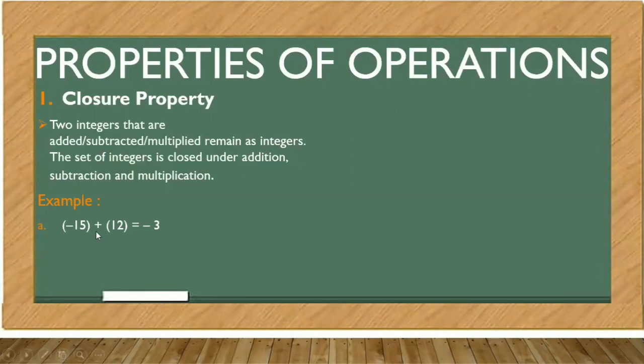magkaiba ng sign, ima-minus natin, then kukunin natin yung sign ng may pinakamalaking integers, which is 15. Anong sign ni 15? Negative. Then 15 minus 12 is equals to 3. So, the answer is negative 3. It means negative 3 is integers. So, that is the closure property. Kapag ang sagot ay integers, it means that is closure property.